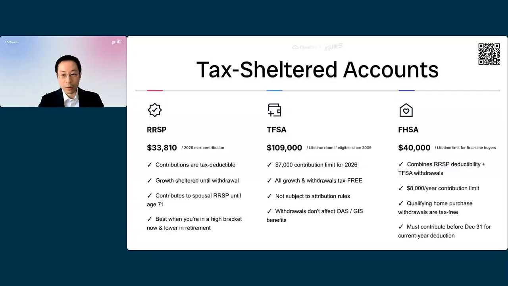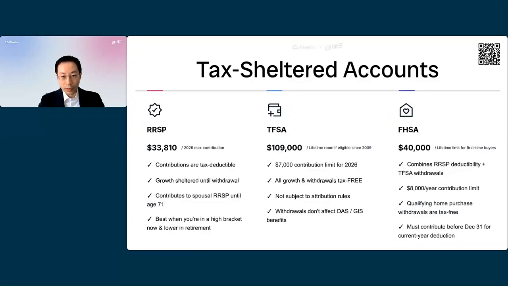If we compare RSP with the TFSA, this one is roughly $7,000 in this current tax year, and if we have never used the account since 2009, we could have roughly $109,000 in contribution room. So all the contributions that we make within the TFSA are basically tax-free. There's no impact to OAS or GIS.